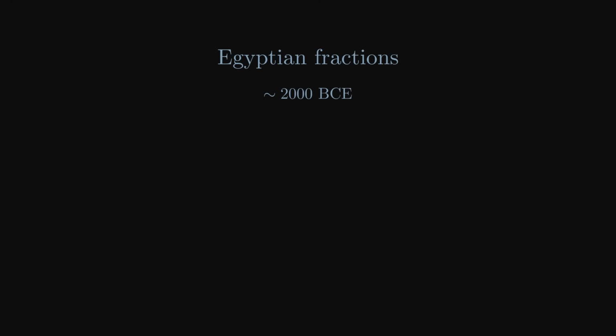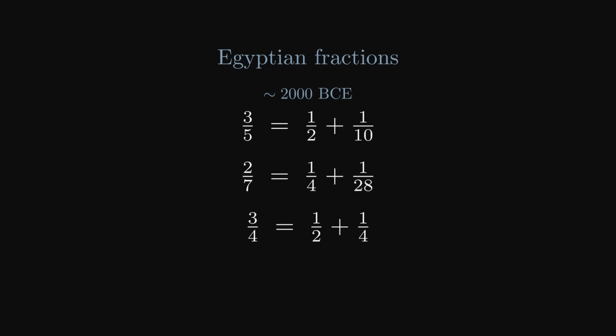In ancient Egypt, mathematicians wrote fractions in a very specific way. Almost every fraction they wrote was a unit fraction. 1/2, 1/3, 1/5, 1/10. If a scribe needed to express a fraction like 3 over 5, they did not write 3 over 5. They wrote it as a sum of unit fractions. 3 over 5 equals 1 over 2 plus 1 over 10. That is 1/2 plus 1/10. If a scribe needed 2 over 7, they wrote 1 over 4 plus 1 over 28.